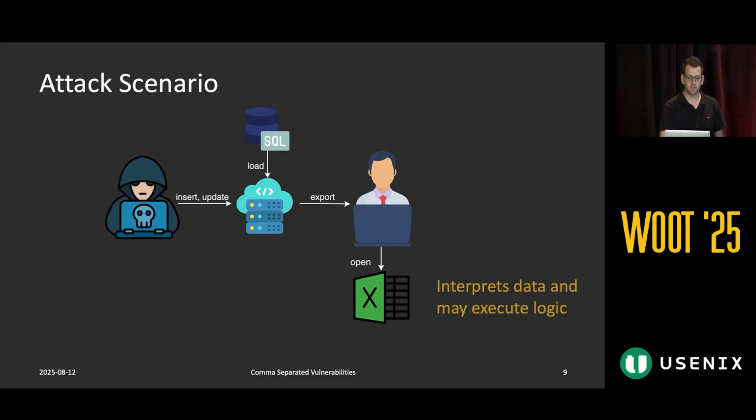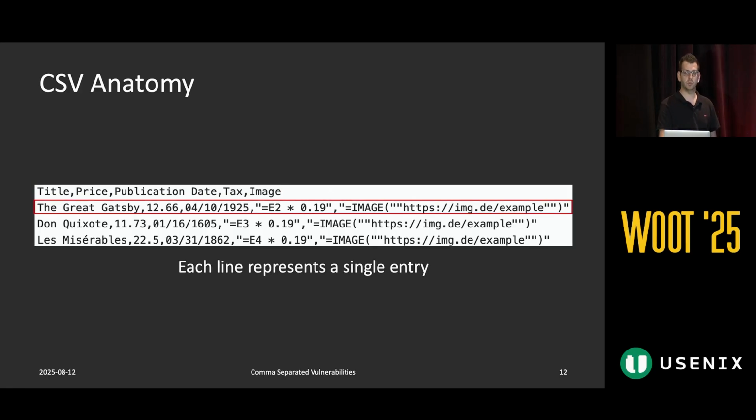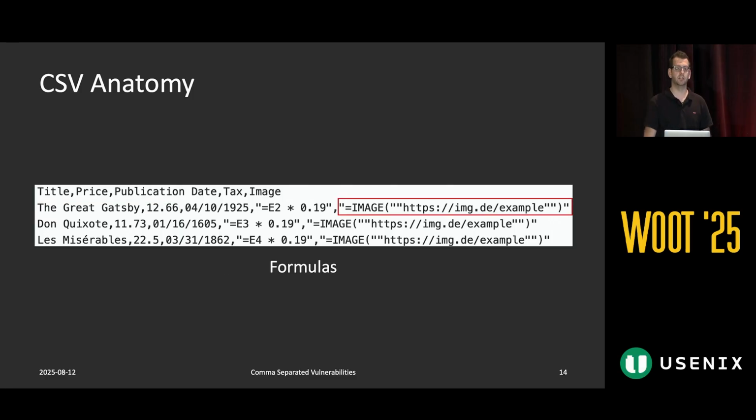One step back, some facts about CSV. So CSV files are a plain text format, like you can see here, with a header row, which describes the different columns. Each line represents a single entry of a table, and the single values are separated by a comma, therefore the name comma-separated values. And we can also have formulas inside of these CSV files, and that's the interesting part.